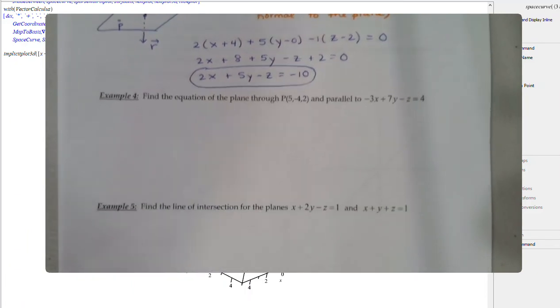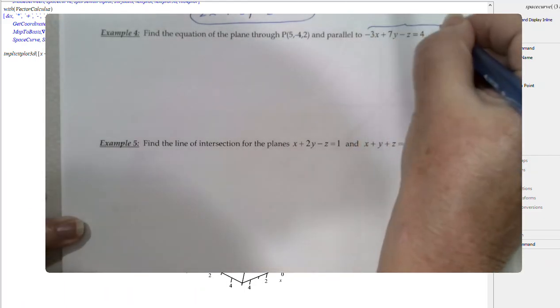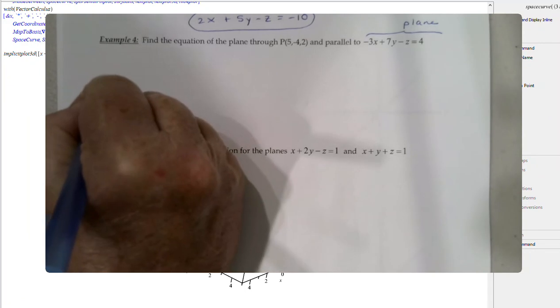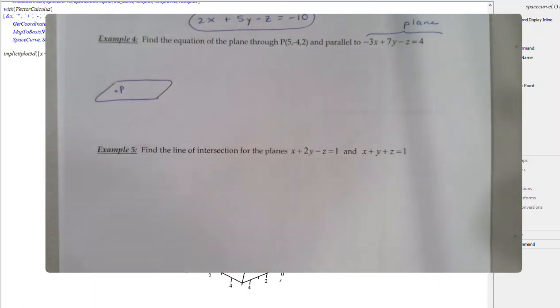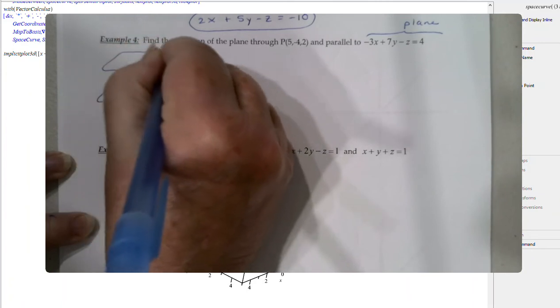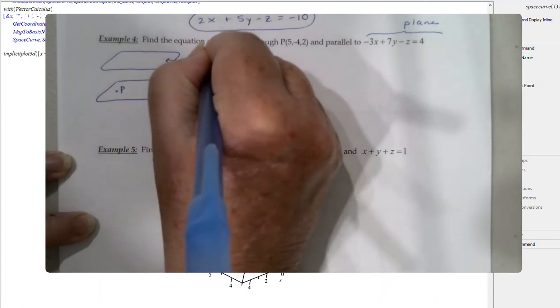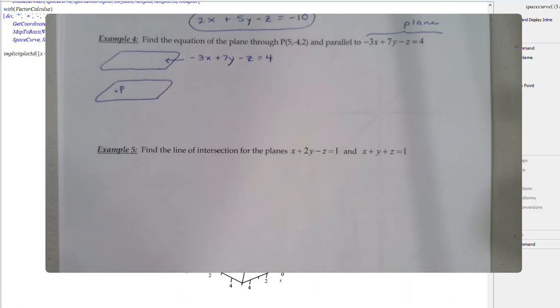All right, I've got one more kind of like this to do. I want the equation of the plane through a given point, so that's great, and then parallel to a given plane. Right, this is a plane. So let's again think about the geometry here. The plane I want contains my point P. I also know the equation of a parallel plane. So if this plane is the plane negative 3x plus 7y minus z equals 4, it's parallel to my known plane.